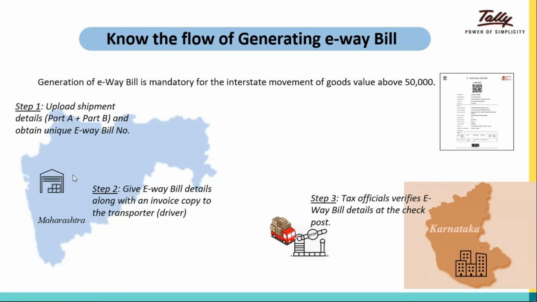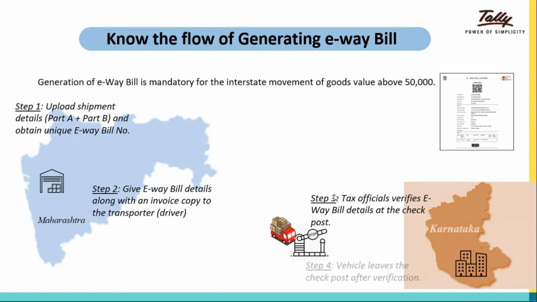The vehicle will leave from Maharashtra and it will reach a check post. Okay, and in this check post, tax officials will verify whether these are taxable goods, and whether an e-way bill is generated or not. So they will cross verify everything. Okay, and if you don't have an e-way bill and if your invoice value is more than 50,000 rupees, right there in the check post, the officials will seize all the goods that you're transporting. So that is step three.